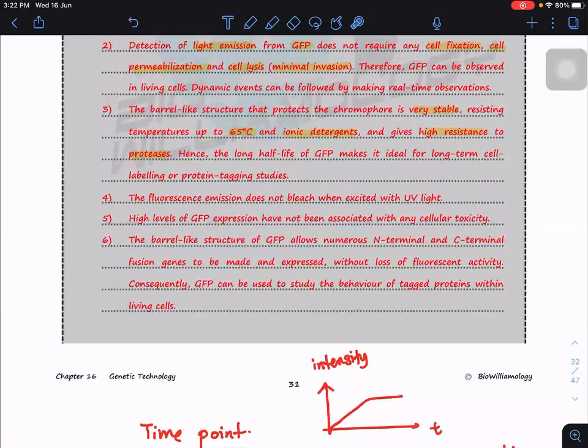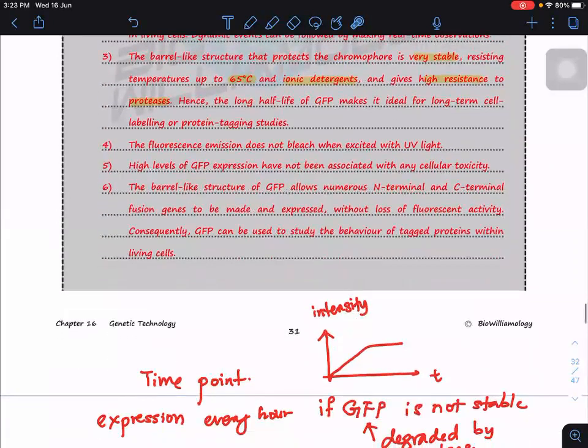And number 4, the fluorescent emission does not bleach when excited with a UV light. Some fluorescent proteins will be bleached. Basically this means that when shone with UV light over a long period of time, the color intensity becomes lower and lower. But the fluorescence emission by this green fluorescent protein does not bleach. Okay, and number 5, high levels of GFP expression have not been seen to be associated with any cellular toxicity. So basically it means that if we want to study a time point, we don't need to worry that a high concentration of the green fluorescent protein is going to kill our cells.